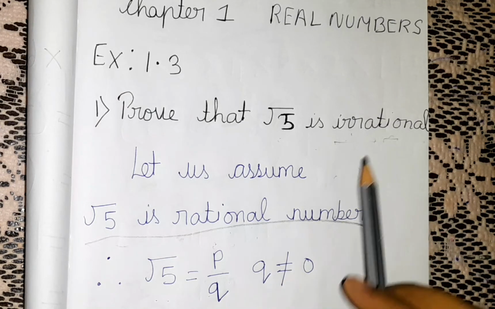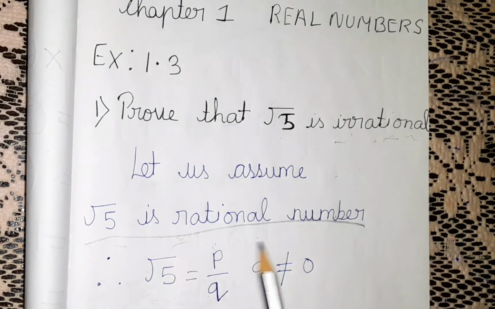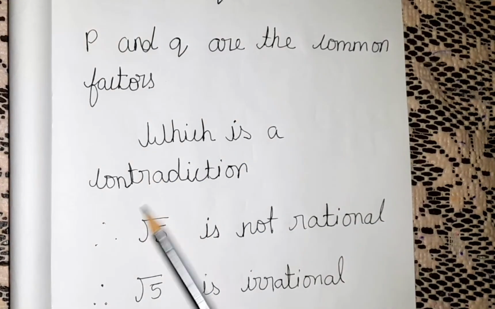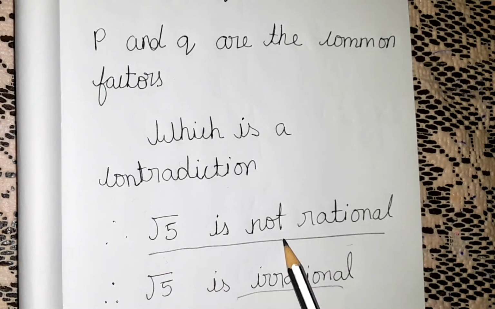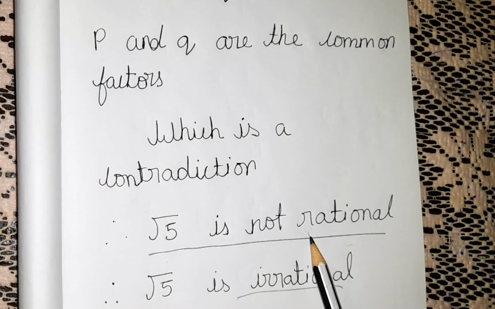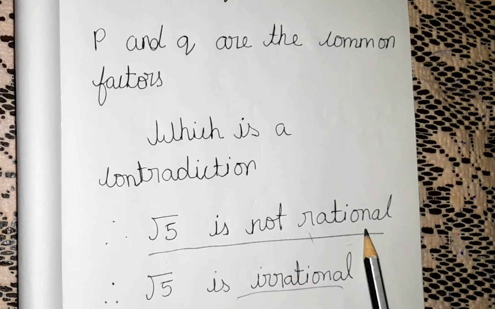Okay, we proved that root 5 is irrational. We didn't prove that it is rational. Let me show that. Here, which is a contradiction, and we wrote, see, root 5 is not rational, it is irrational. So whatever wrong statement we took, that is rational number, we just converted into irrational. So this is the meaning of contradiction. First taking a wrong statement, that is rational, and then bringing back to the original statement, that is irrational, which is mentioned in the question.